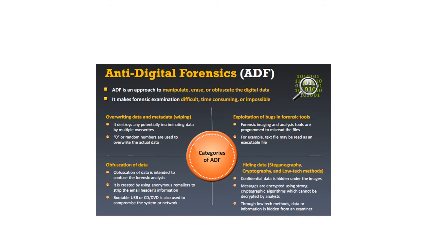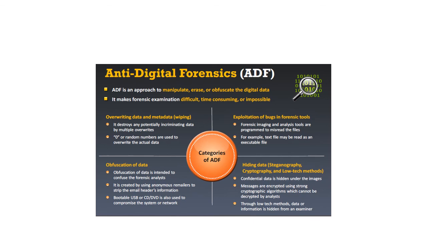On anti-digital forensic techniques, we basically have 4 categories. We have what we call overwriting data and metadata, also referred to as wiping. This technique destroys any potential incriminating data by multiple overwrites. So 0s or random numbers are used to overwrite the actual data.